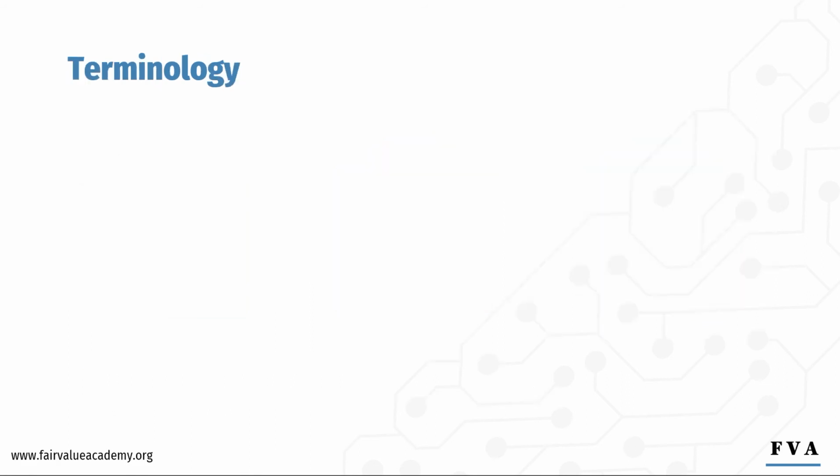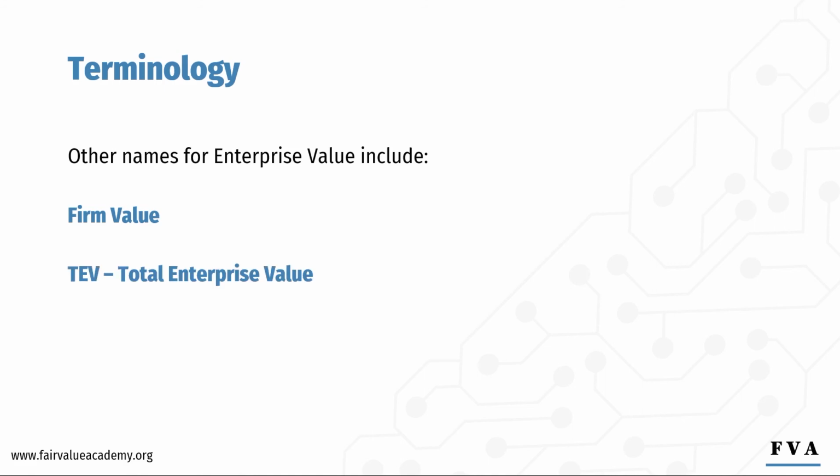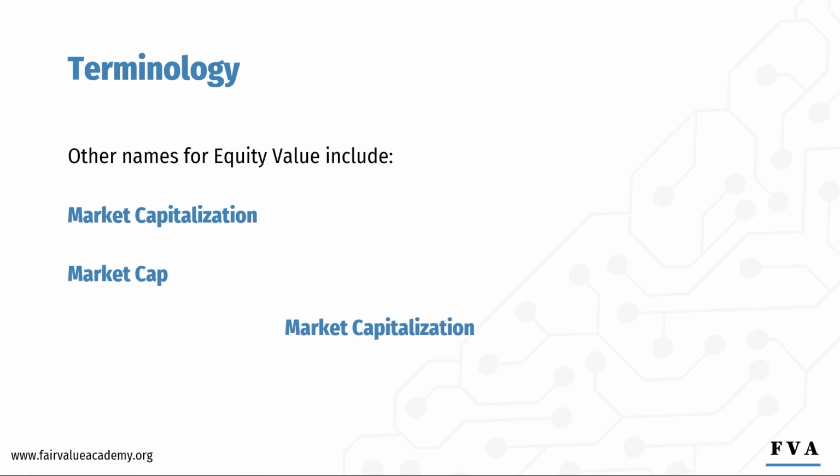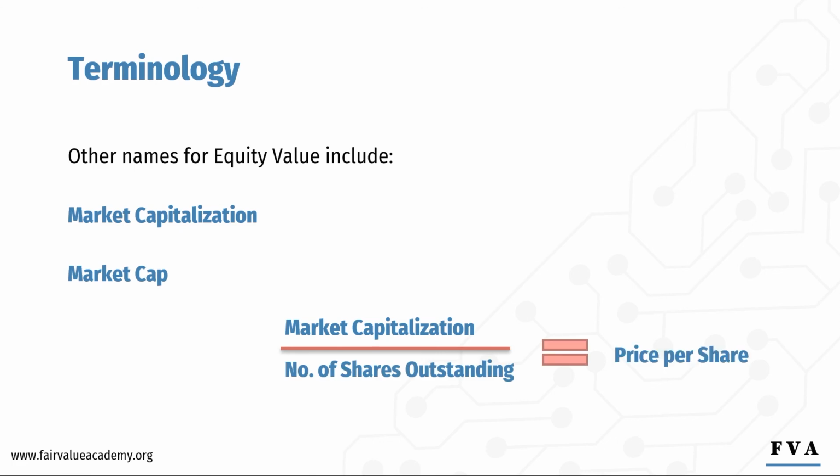To avoid confusion, valuation professionals and investors may refer to enterprise value as firm value, or for short, TEV, total enterprise value, or for short, sometimes just EV, enterprise value. So this is some terminology that you should be aware of. Other names for equity value would include market capitalization, or for short, market cap. And just one thing to note, market capitalization divided by the number of shares outstanding gives you the share price. Sometimes investors will just use market capitalization as interchangeable for equity value. So just be aware of that.